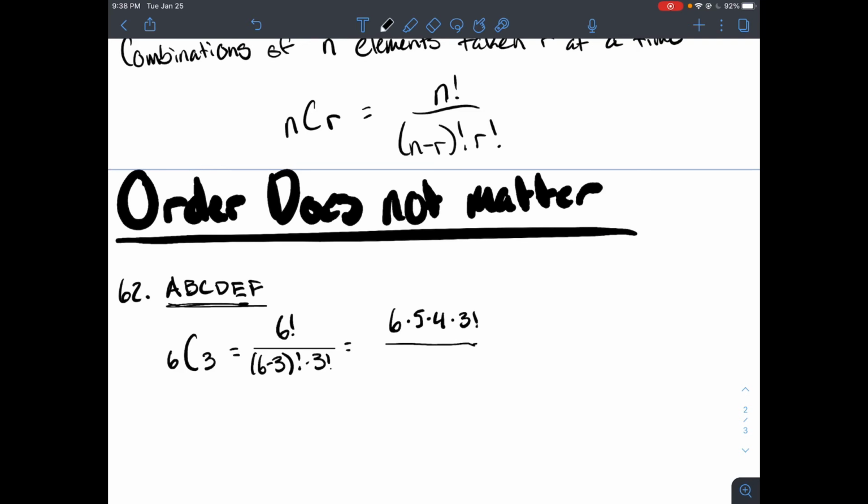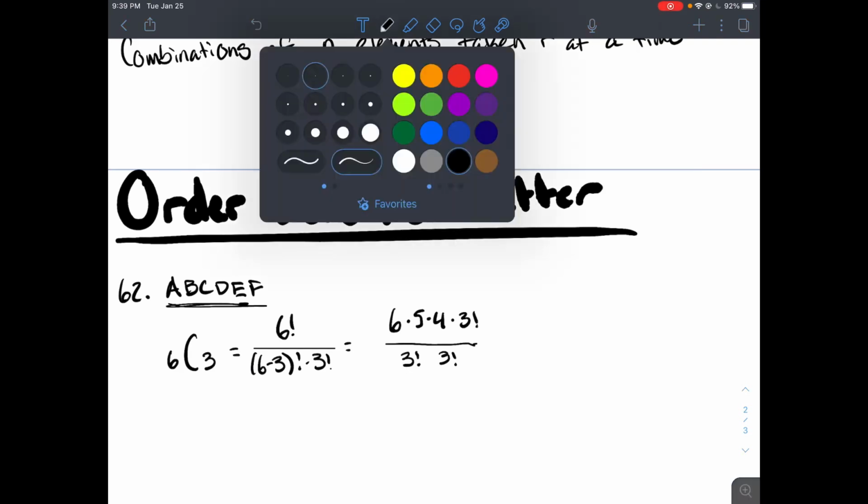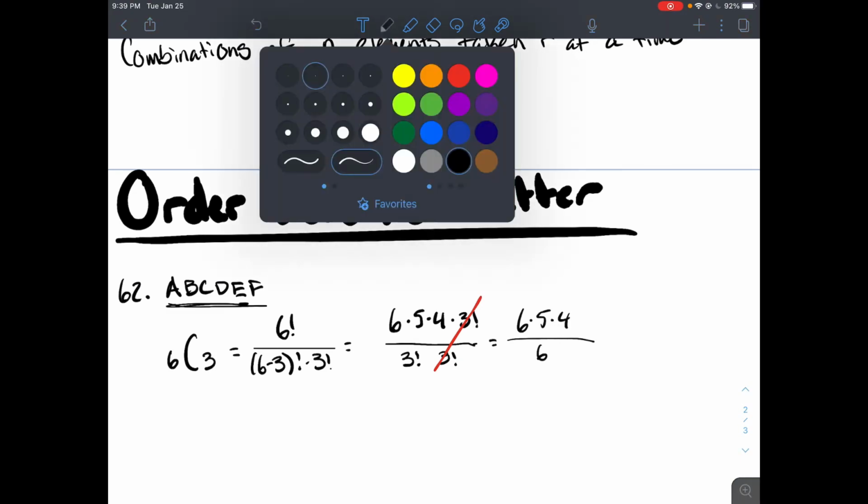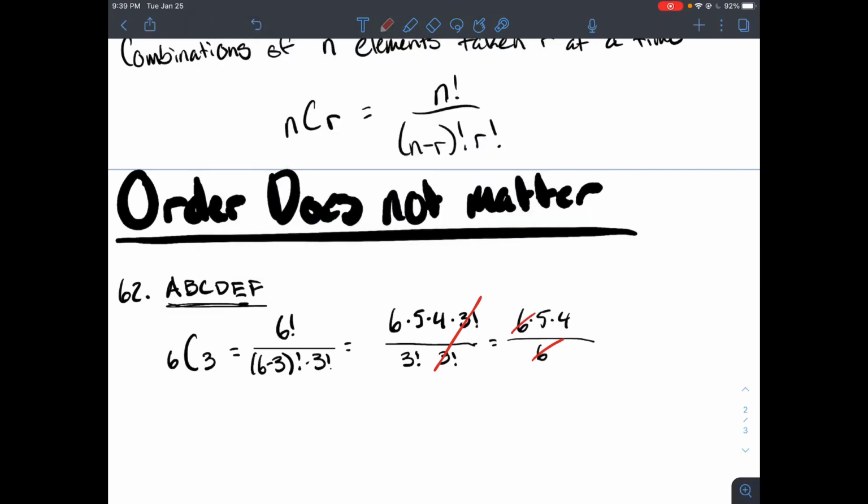over 3 factorial. We can do some handy dandy canceling. And then we do know that 3 factorial is 3 times 2 times 1, or 6. Do some more canceling. The 6's are going to cancel out, and we are left with 20 ways. We're left with 20 ways.